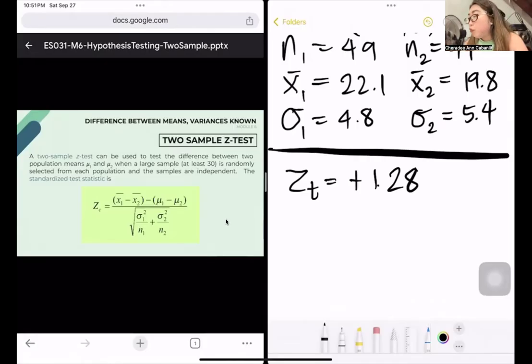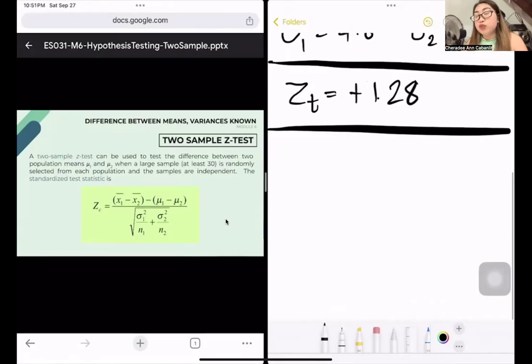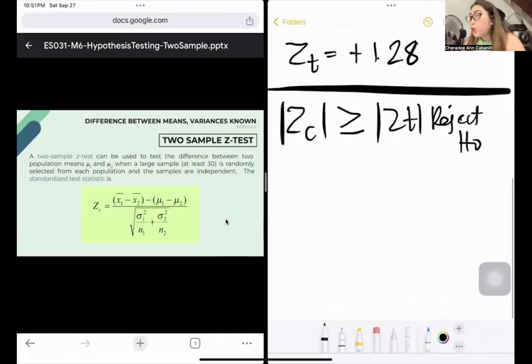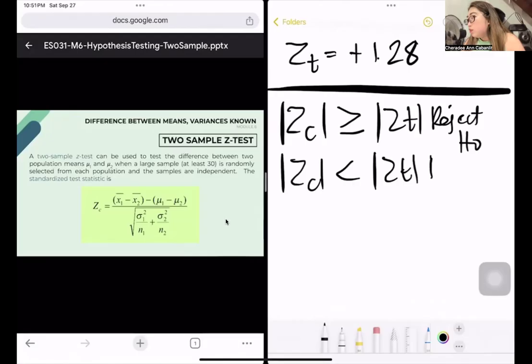Okay. So let's see if the computed value is higher than 1.28, no? Then step 4 is our decision rule. So our decision rule is if z computed absolute value is greater than or equal to your z table, we will reject our claim that they are the same, meaning the other one is better. While z computed is less than the z table, we will not reject H0.